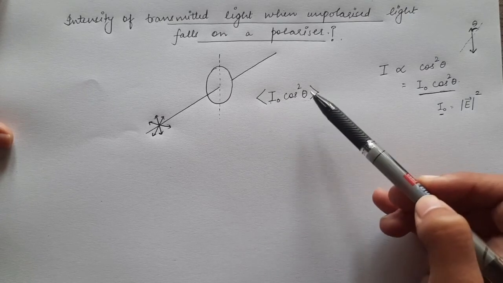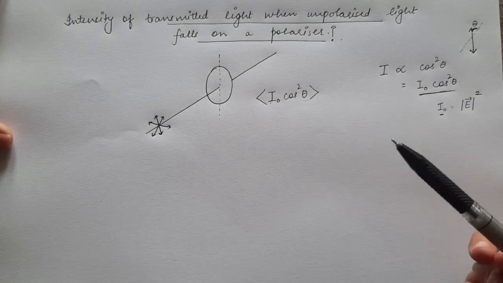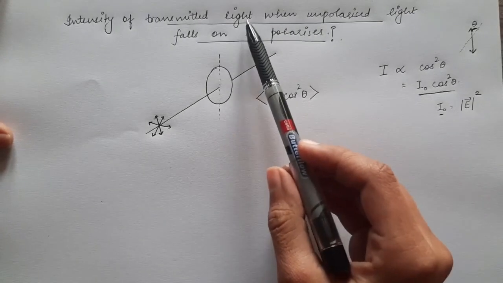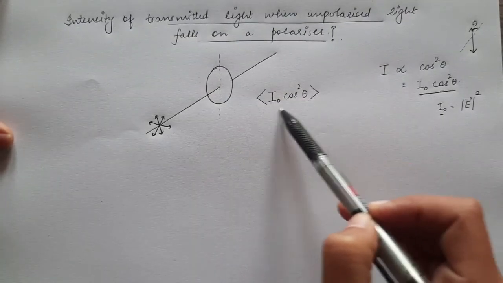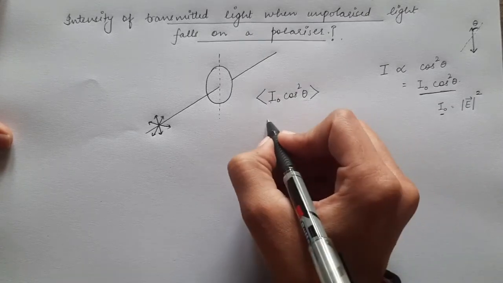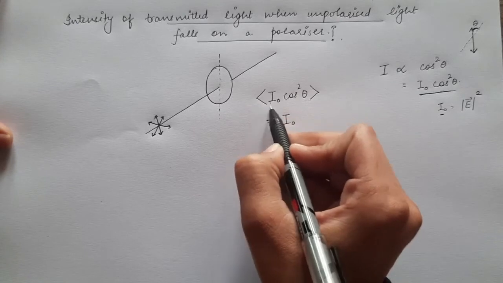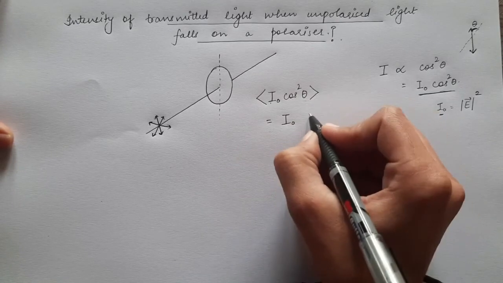For different directions, the theta angle will be different. Therefore, we take the average of all those intensities, and that will give us the net intensity of the transmitted light when unpolarized light falls on a polarizer. So this will be the intensity of the transmitted light in this case. I0 is constant, so I0 can be taken out. Now this symbol denotes that we are taking the average.